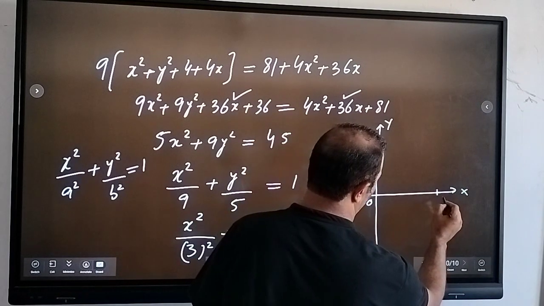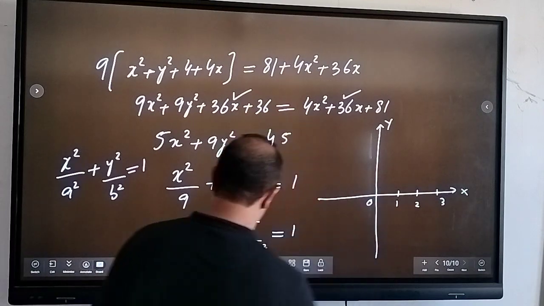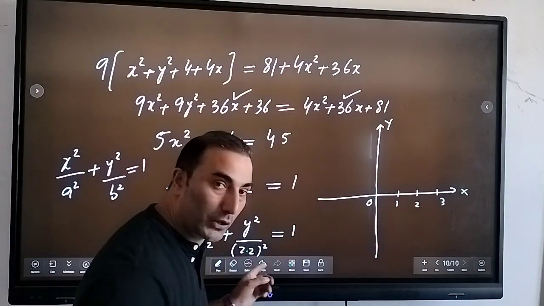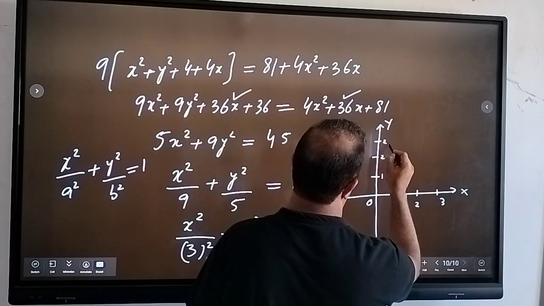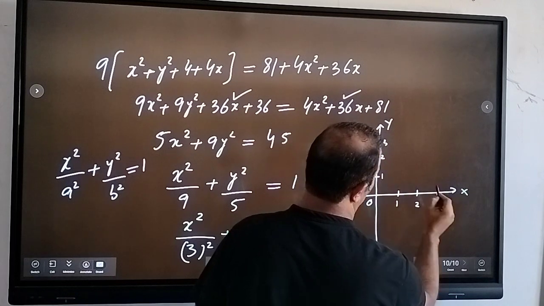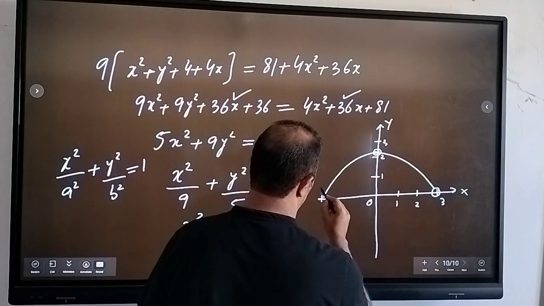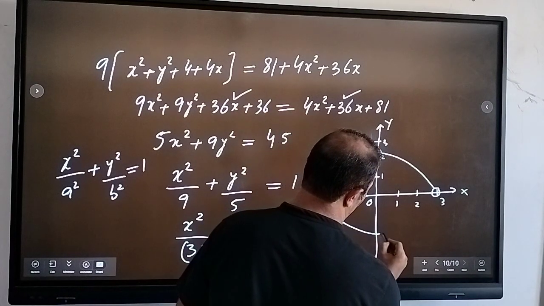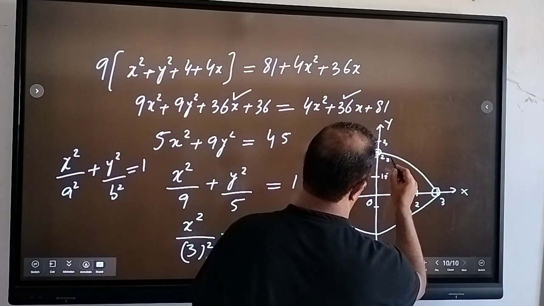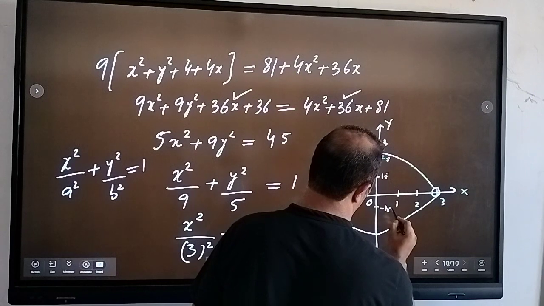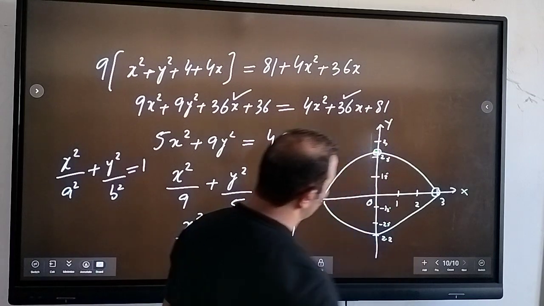So that means it will be 3 here. That's 1, 2, right? And on our y-axis, the semi-minor axis, that's 2.2. So 2.2 is, suppose this is 1, this is 2, and this is 3. So it will be somewhere here, this point, and that point. So it will be like this. Again, this is 3 here. Again, this is 2.2. So this will be minus y, minus, right? So this is the form of the ellipse.